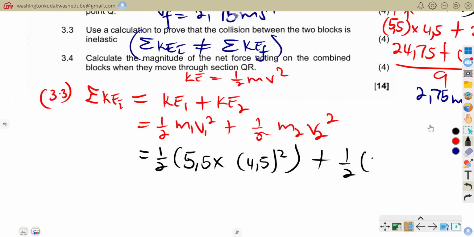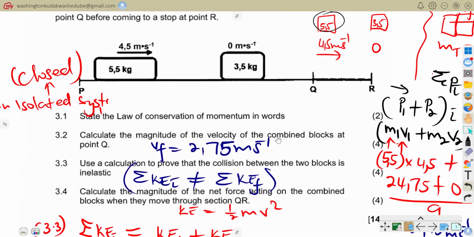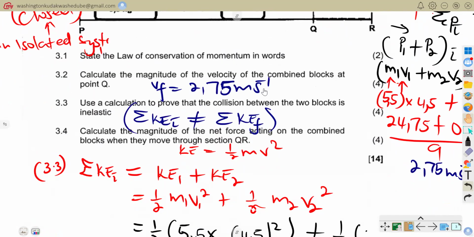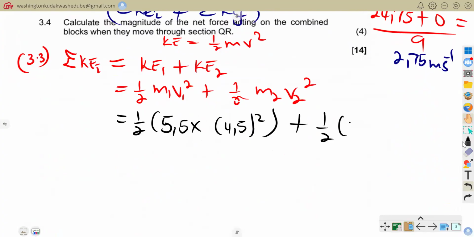plus half of my mass of the second object, which is 3.5, times the velocity, which is 0. So I know that this one will fold to 0. That one will definitely fold to 0. This is equal to 0.